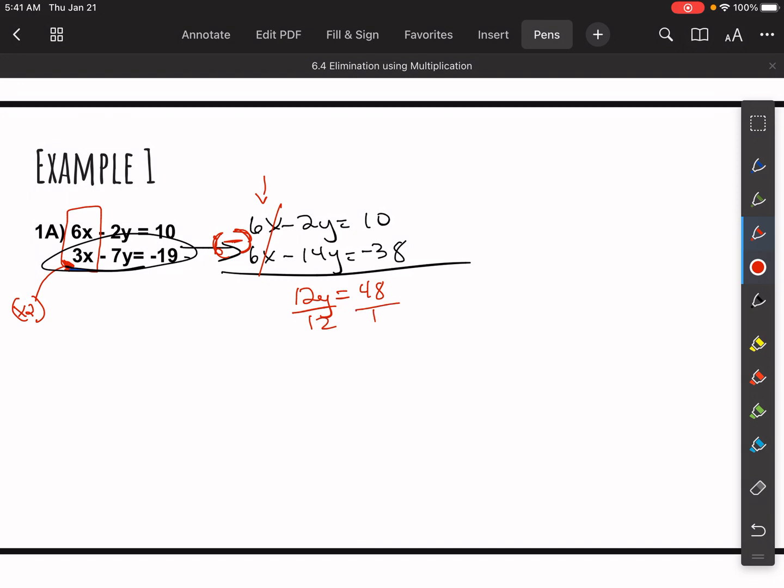Divide both sides by 12, and I get y is equal to 4. So notice, once you do that, it's the same exact process from last time, the last lesson. The only new thing is just that multiplication piece.